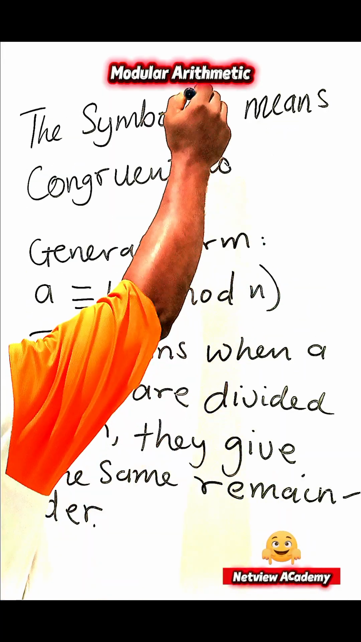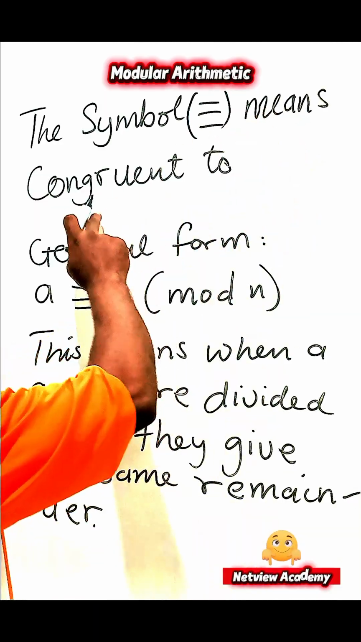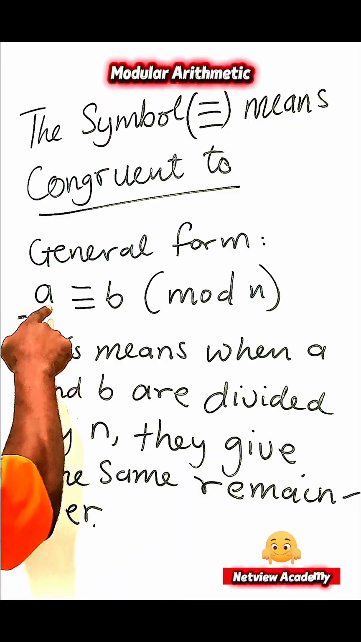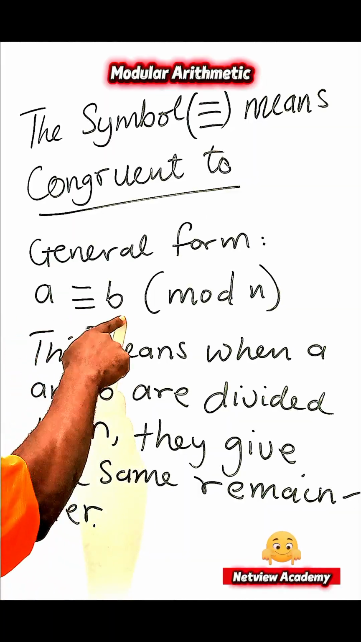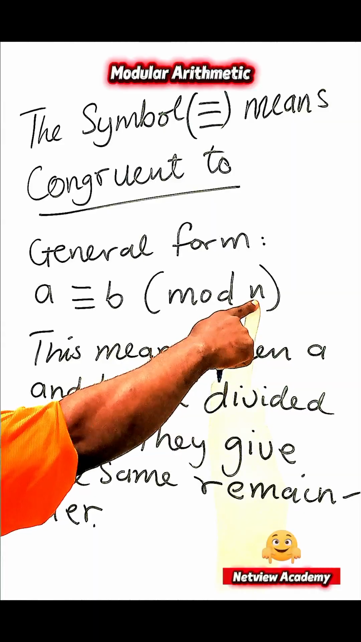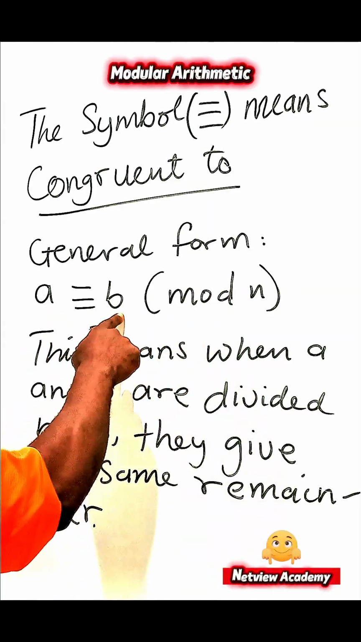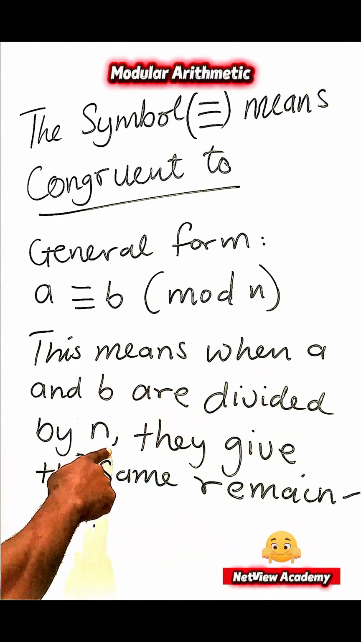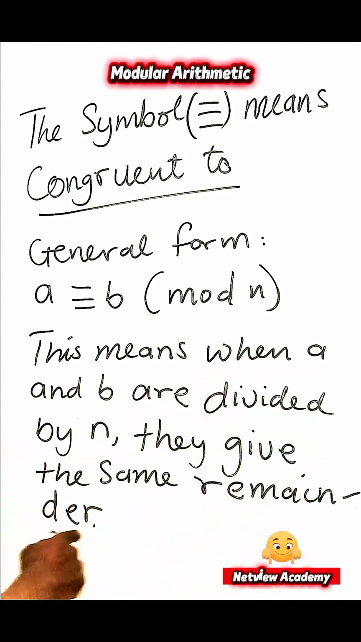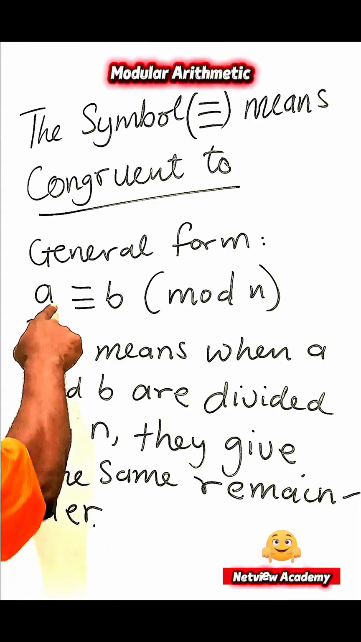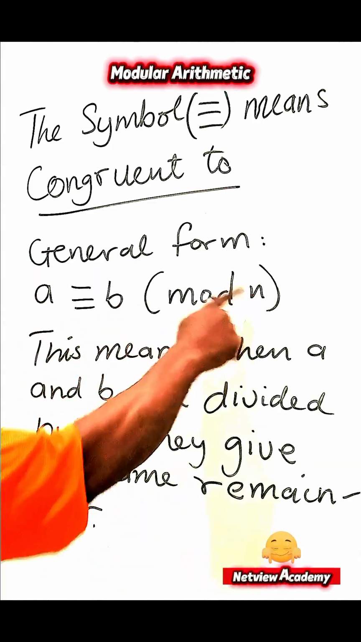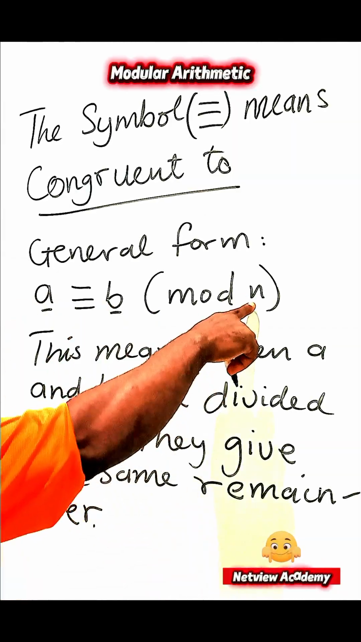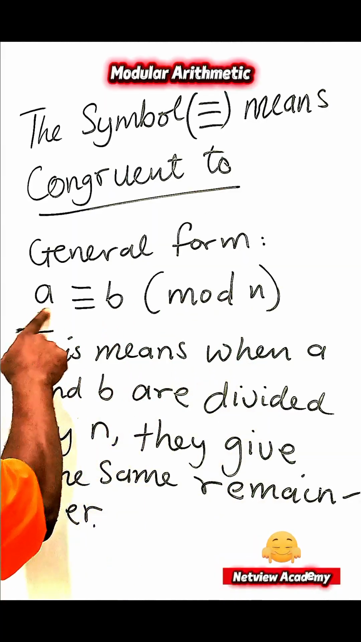This symbol here means congruent to, and it takes the general form A congruent to B modulus n. This means when A and B are divided by n, they give the same remainder. So A congruent to B modulus n means that if you divide A and B by the same number n, you get the same remainder.